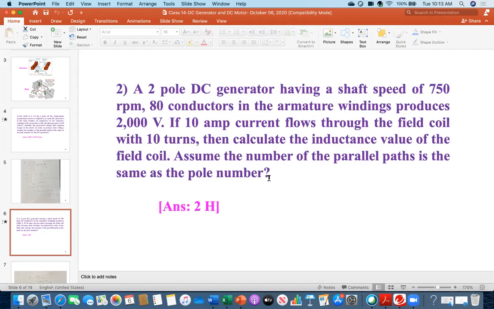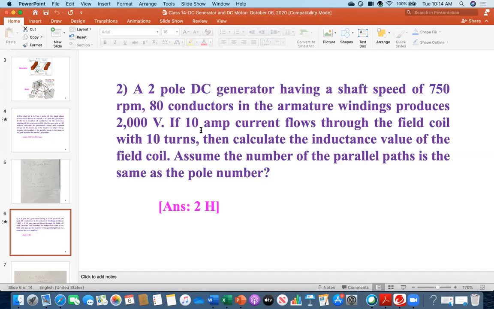So in this case, what I am asking, what should be the inductance value of the field coil? What is the function of the field? Field is giving you the flux. Field is providing you the flux. Without the flux, you can't generate voltage, even though you have the shaft system. Shaft might rotate, coil might rotate, but if there is no magnetic field, then there will be no flux and no voltage production.